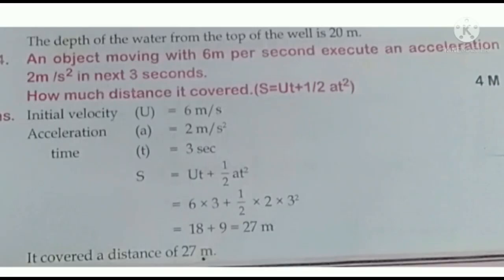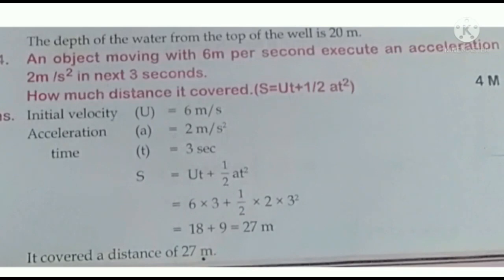How much distance did it cover? Which formula do we take here? S is equal to ut plus half at square. So here we find the S.